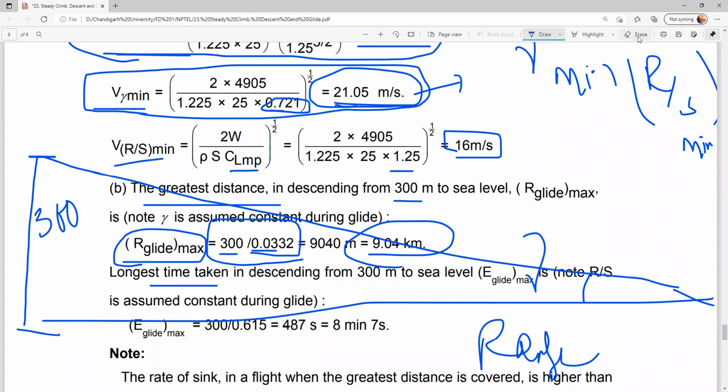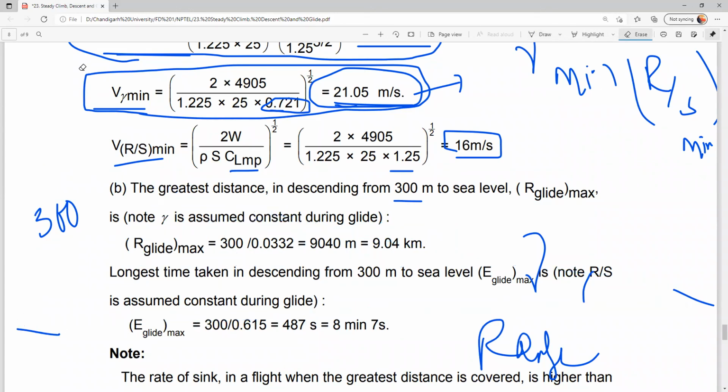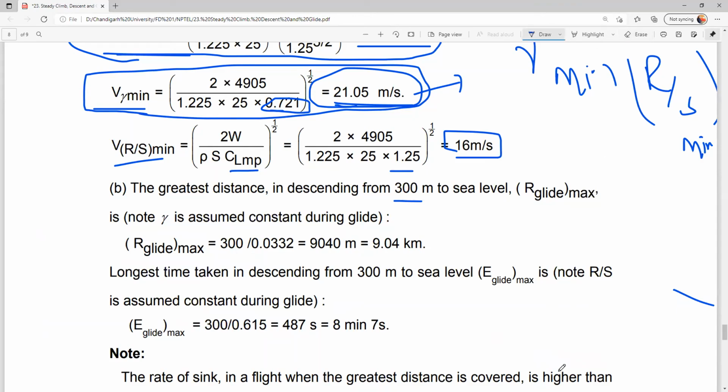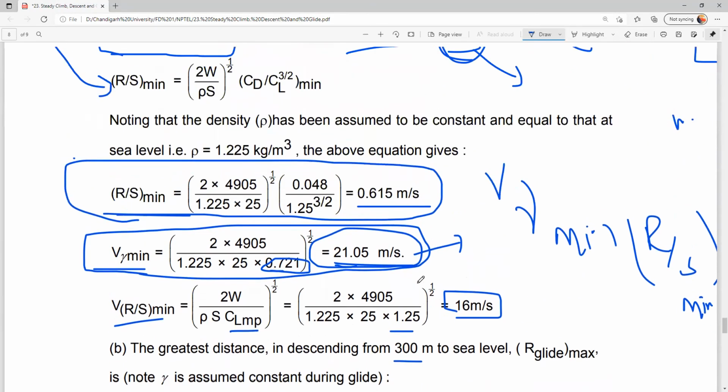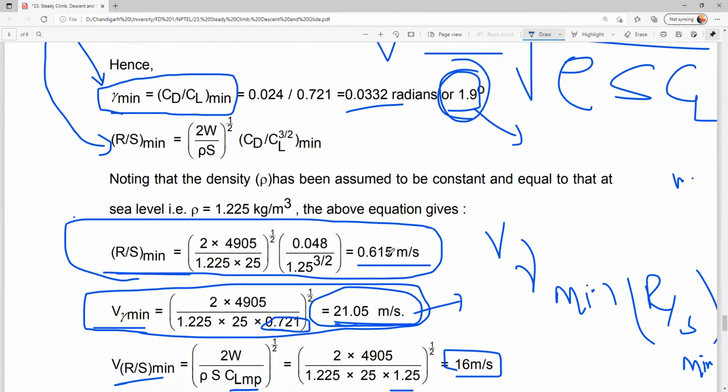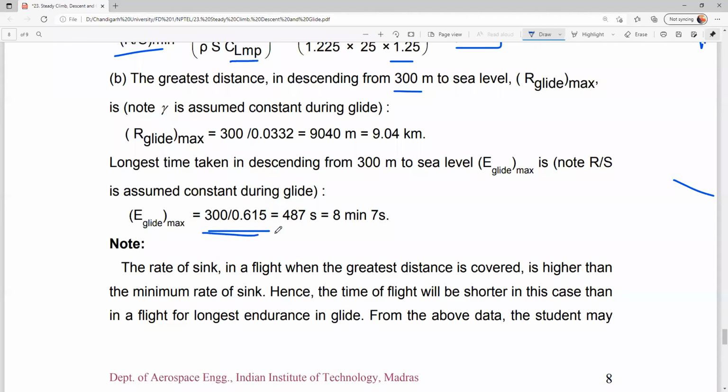And when we are moving to the endurance, the longest time, when we launch from 300, obviously we have to divide that equation by the rate of sink minimum, which is 0.615. So 300 divided by 0.615 will give us 487 seconds. That is nearly 8 minutes. So you can fly for 8 minutes and cover 9 to 10 kilometers if you are following minimum glide angle and minimum rate of sink.